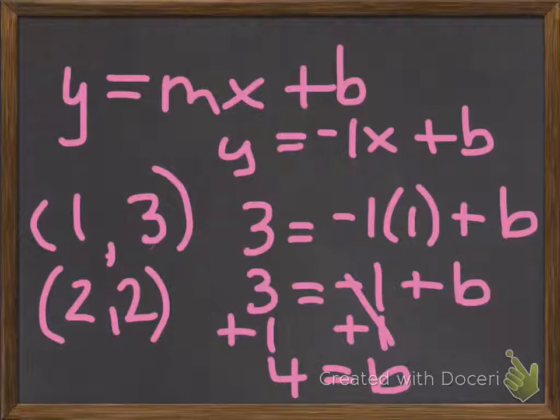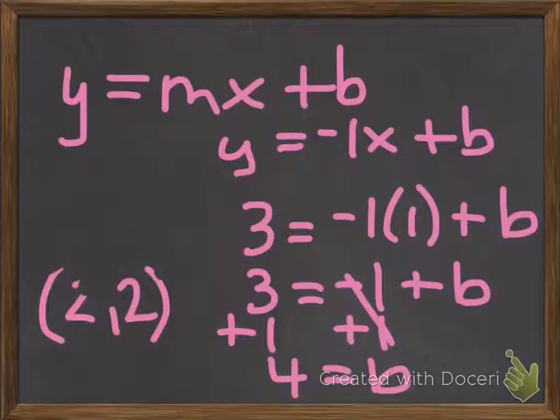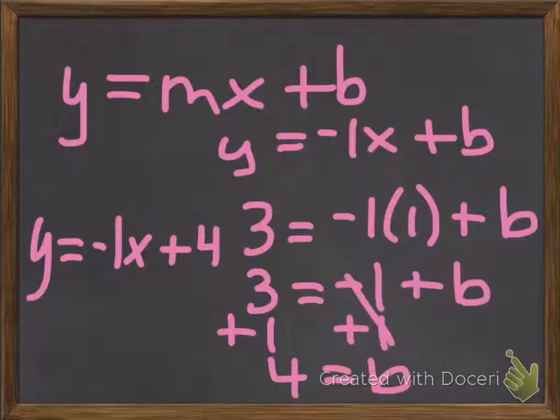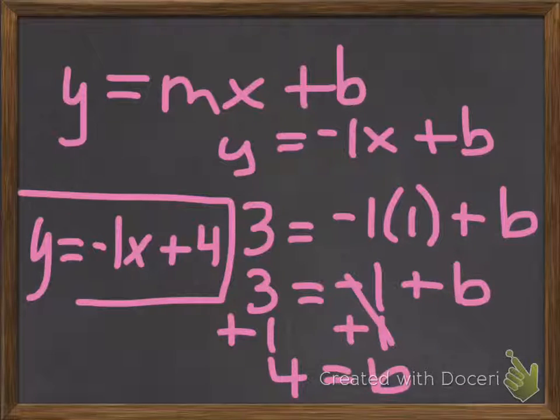And again, that's not our answer. Our answer needs to be the equation. So the equation is going to have the m and the b in it. So we found that the m is -1. So you could write -1 or just -x. And our b value is 4, so we're going to say plus 4. And that would be our equation.